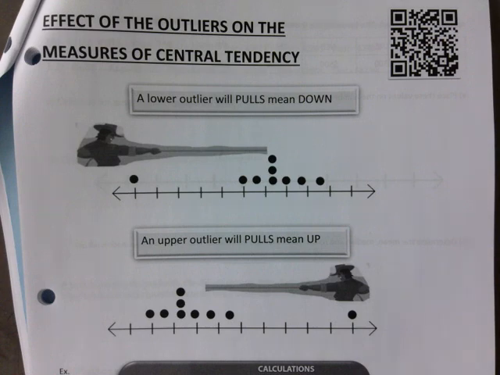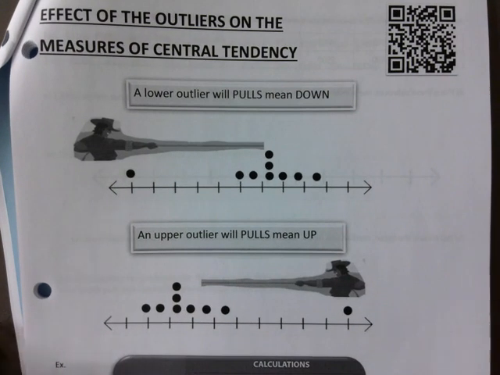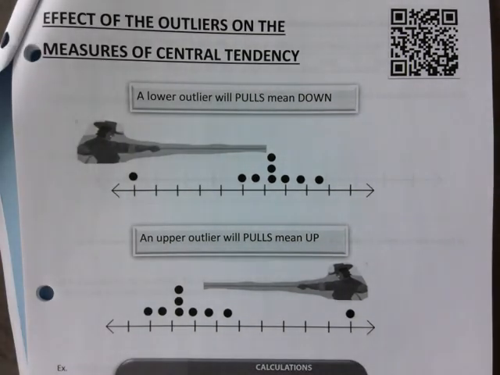How does it affect the measures of central tendency? Okay. And here it is. Have some colors going, okay? It just makes it easier to see what's happening here.